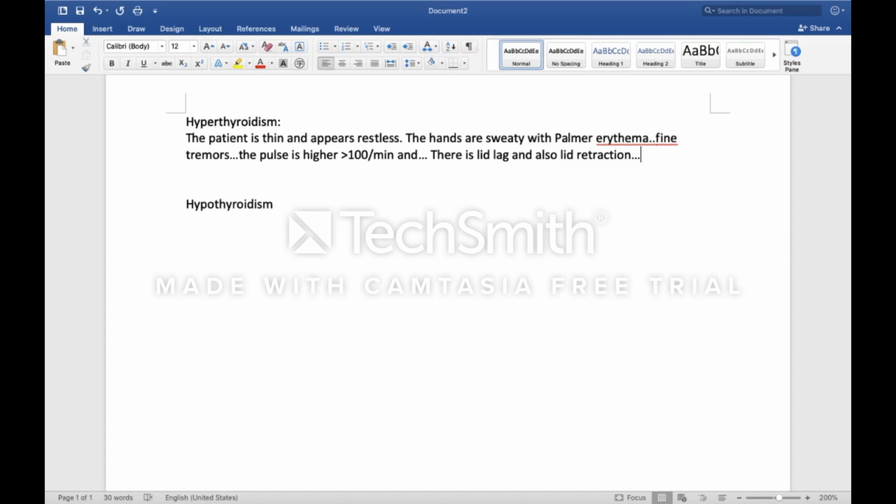And lid lag is basically when we ask the patient to look downward. What we can see is that we again can appreciate the sclera above the iris. And it seems like the patient has proptosis, like the eyeballs are protruded outside from the eye socket, okay.